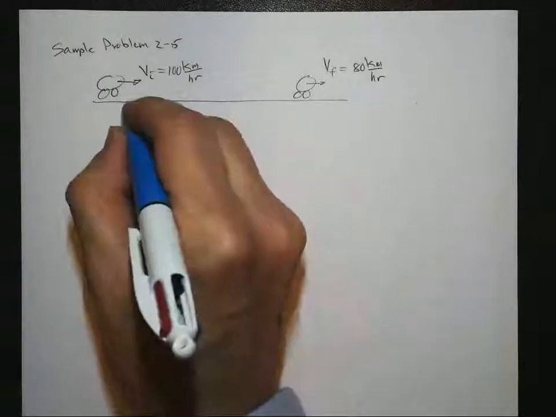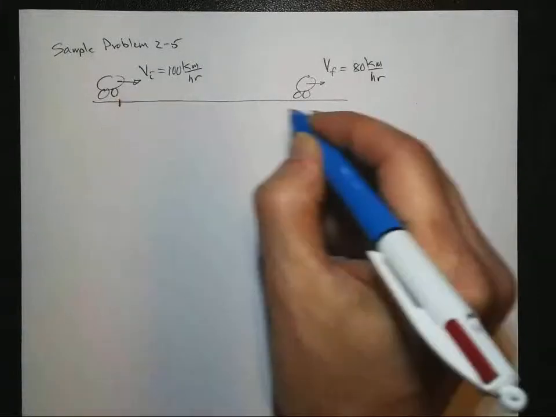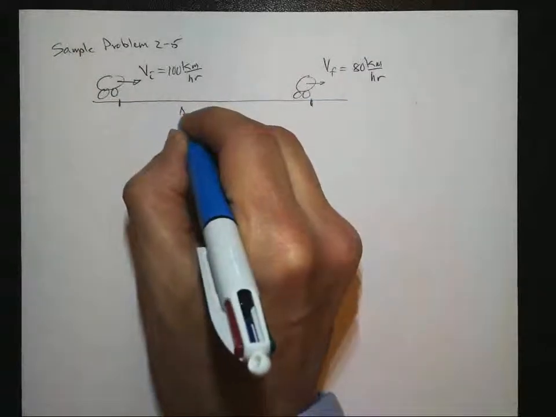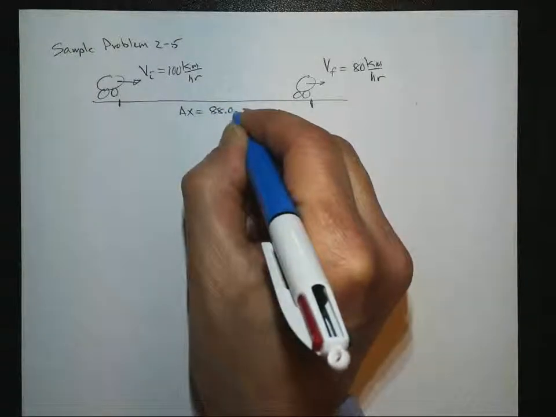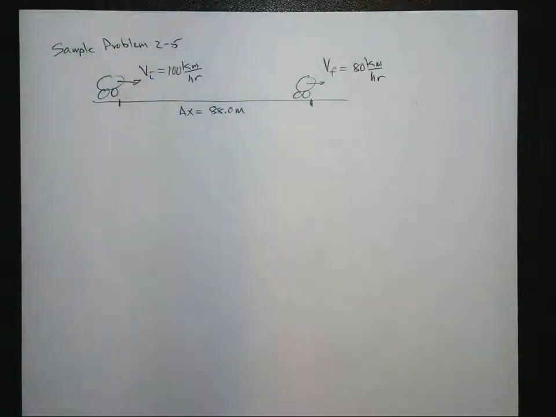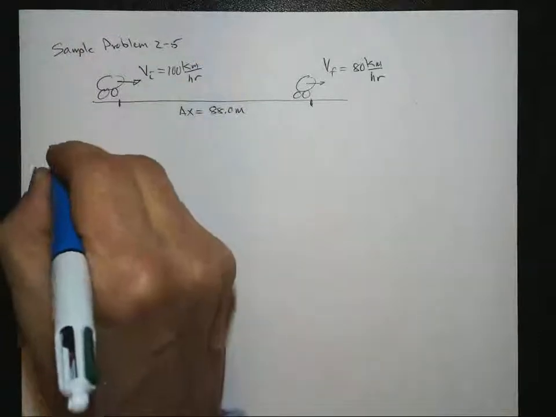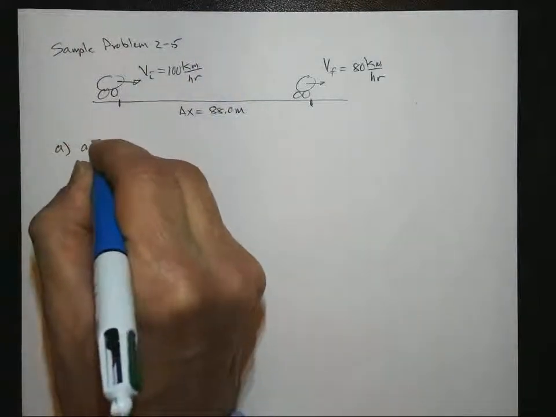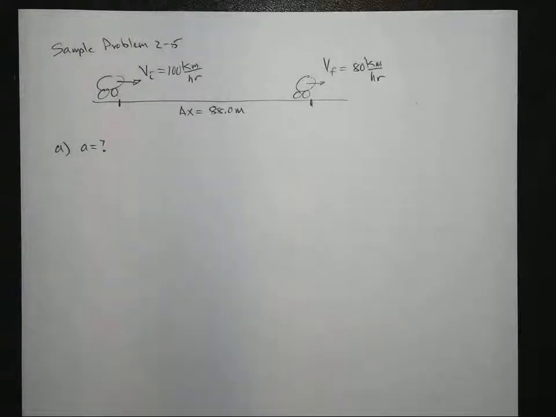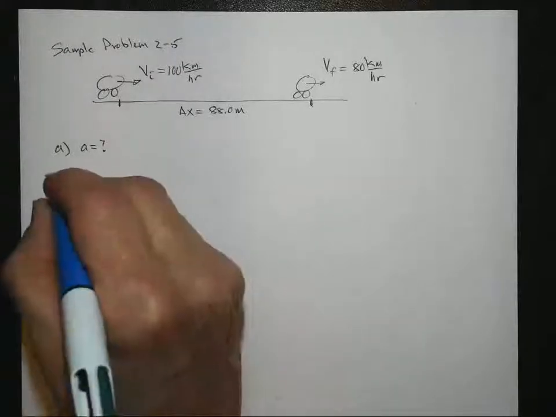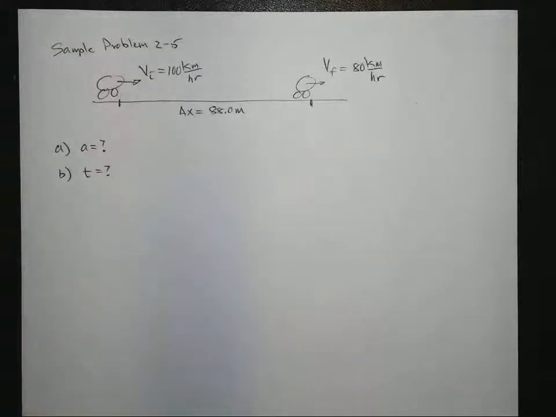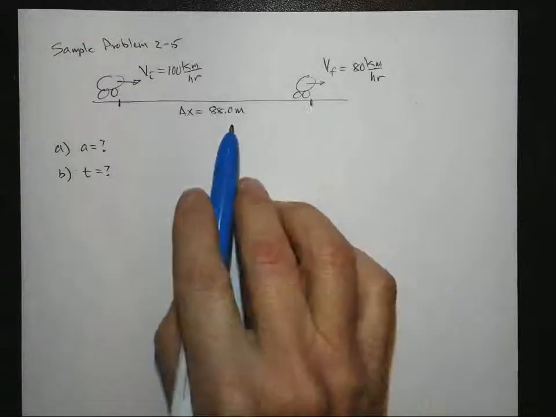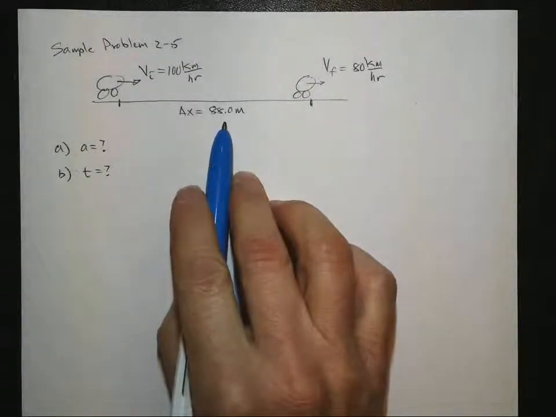This happens during a displacement from here to here. Our displacement, delta x, equals 88 meters. We want to find out a couple of things. A, we want to figure out what was this car's acceleration, and B, how much time did it take to decrease the speed from 100 to 80 kilometers per hour. Alright, now let's think about it. We know two velocities and a displacement, and we want to find the acceleration.